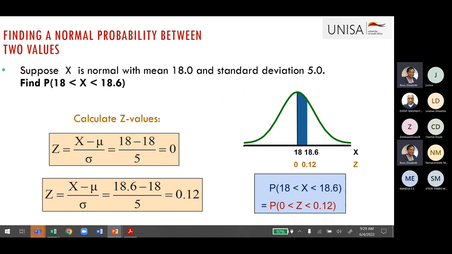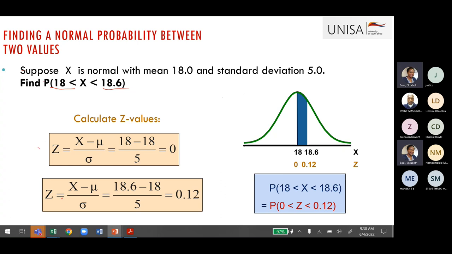Suppose X is normally distributed with the mean of 18 and the standard deviation of 5. Find the probability that X lies between two values, 18 and 18.6. You can see that 18 comes first because it's small and 18.6 comes second because it's big. We go and find the probability. So we calculate the Z score of 18 and the Z score of 18.6, and those are the Z scores.